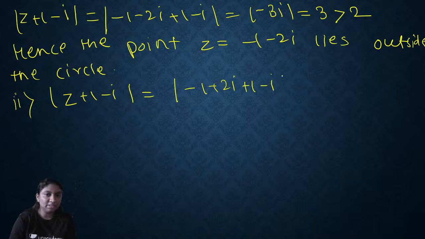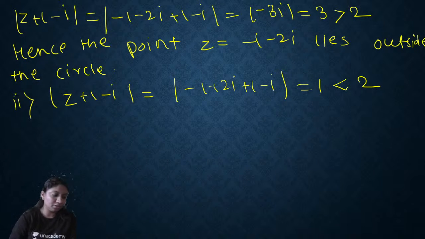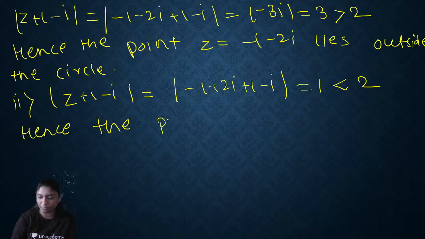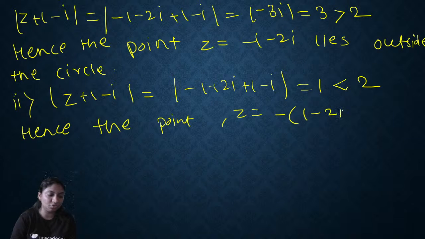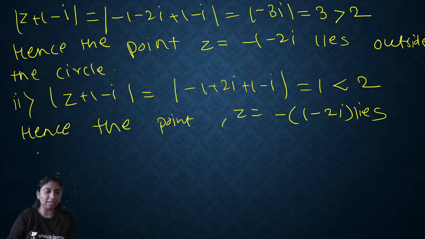Plus 1 minus i, so plus 1 minus 1 cancel out, which is equal to 1 only, which is less than 2. Hence the point z equal to minus 1 minus 2i lies inside the circle.